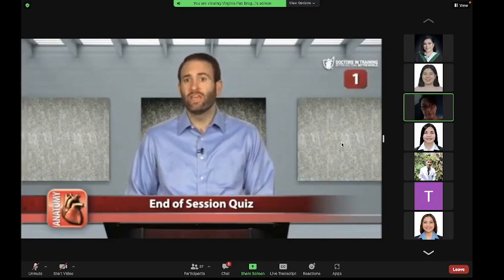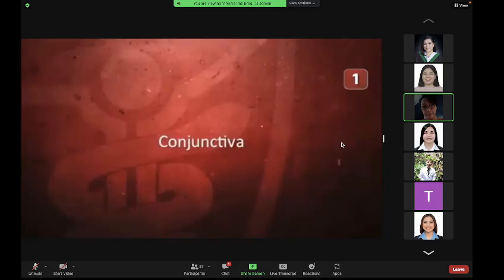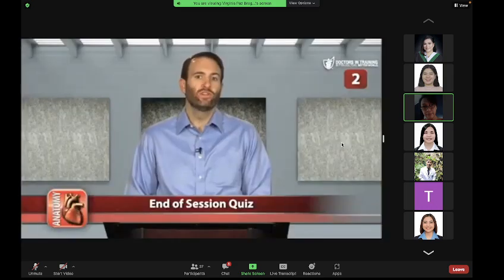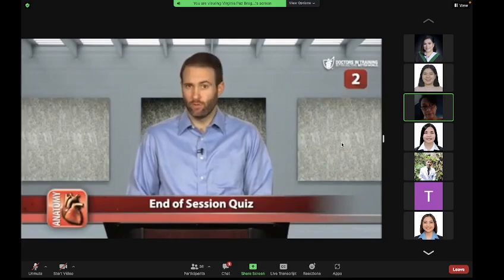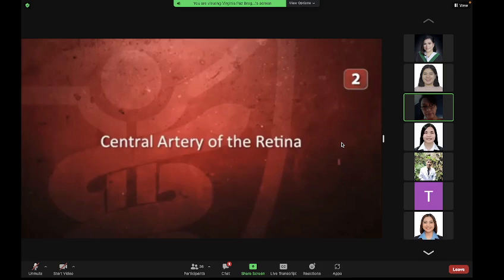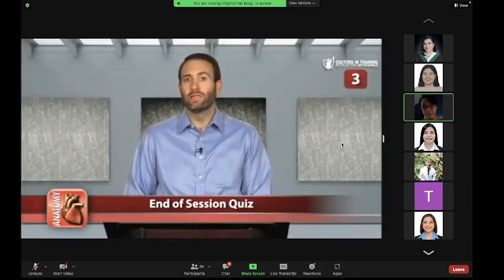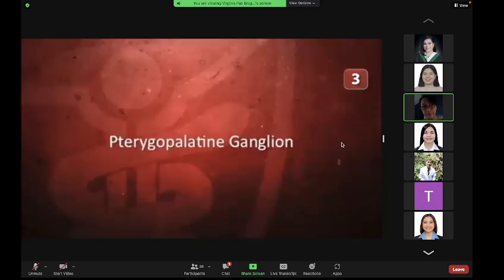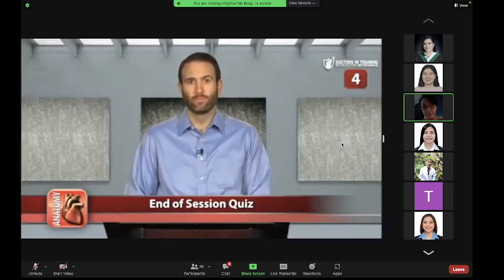First question. What is the name of the inner membranous lining of the eyelid? Easy one, remember that's the conjunctiva. Next, which artery pierces the optic nerve? That's going to be the central artery of the retina. Next, from what ganglion do the lacrimal glands receive stimulation? That's going to be the pterygopalatine ganglion.